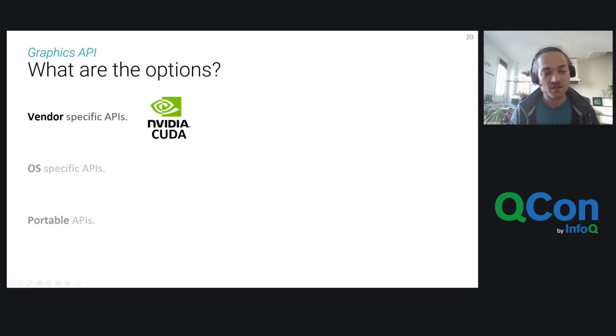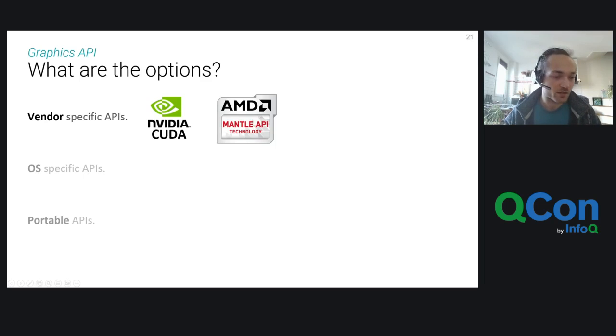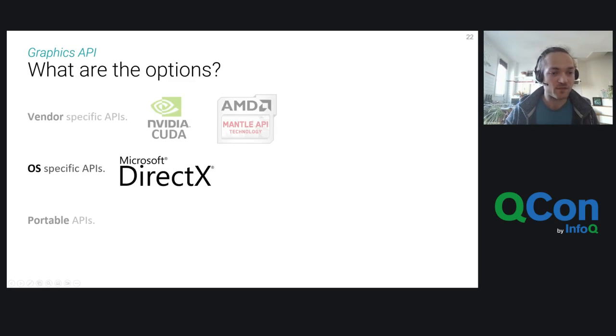The vendor-specific APIs, I'm not going to focus too much on this, but for example, there is CUDA, an NVIDIA-specific API for general-purpose GPU programming. I'm also briefly mentioning Mantle. It's no longer a thing, but it was at the base of Vulkan, and when it started, it was an AMD-specific API.